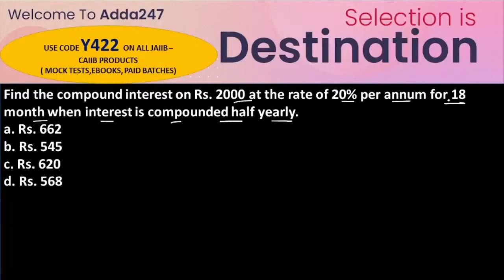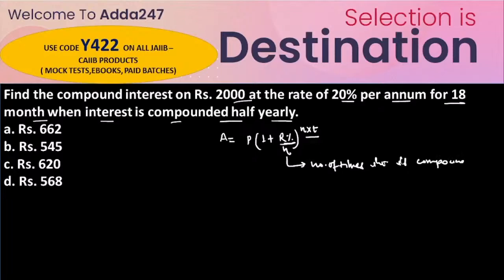Whenever we have to solve questions of compound interest, we know the formula: A is equal to P multiplied by (1 plus r percent divided by n) to the power of n multiplied by t. Here n denotes the number of times interest is compounded annually. This n is very important.